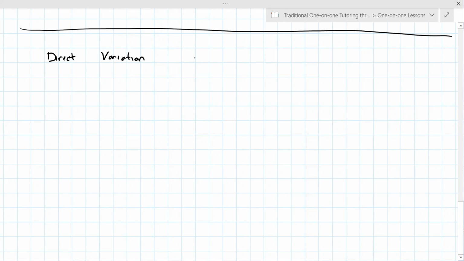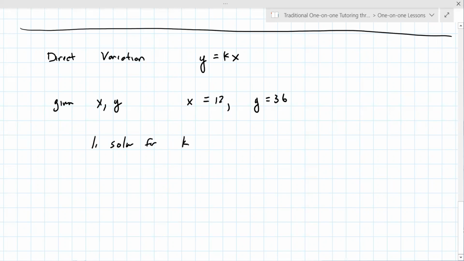So direct variation, you saw this at some point in one of your classes: y equals kx. Hopefully that does look familiar to you. So the way direct variation works is you're generally given an x and a y. So for example, I might say that when x is 12, y is 36. And the first thing you do is you solve for k. Now you could literally solve for k. You could say, okay, divide both sides by x, and k is y divided by x. Yes, that is true.